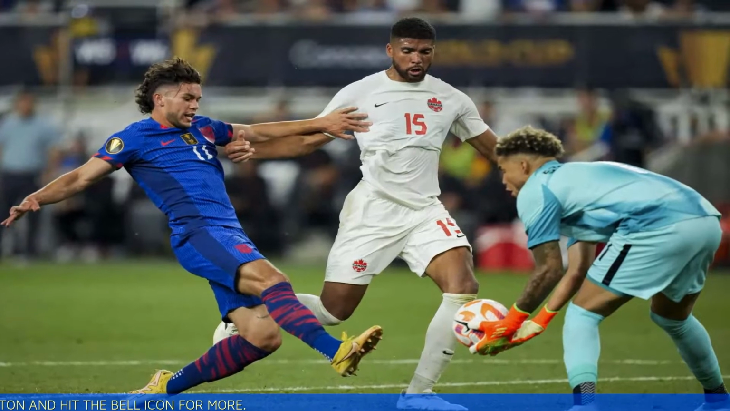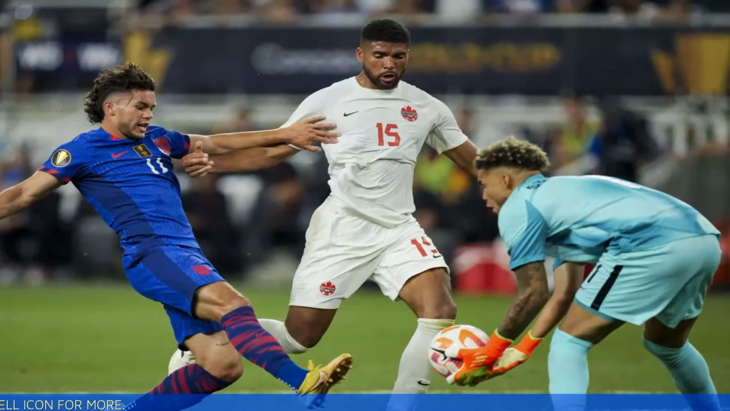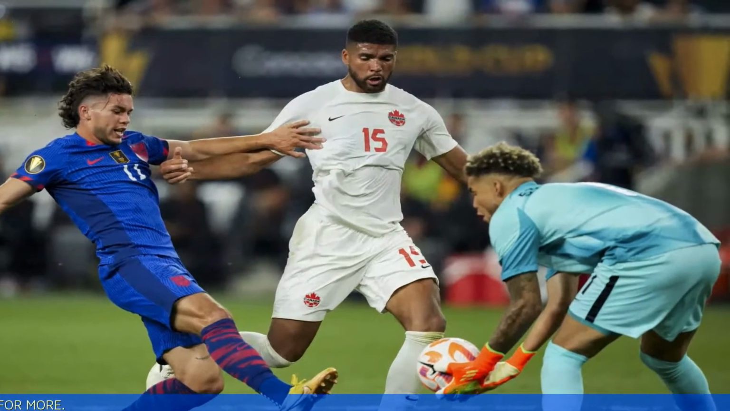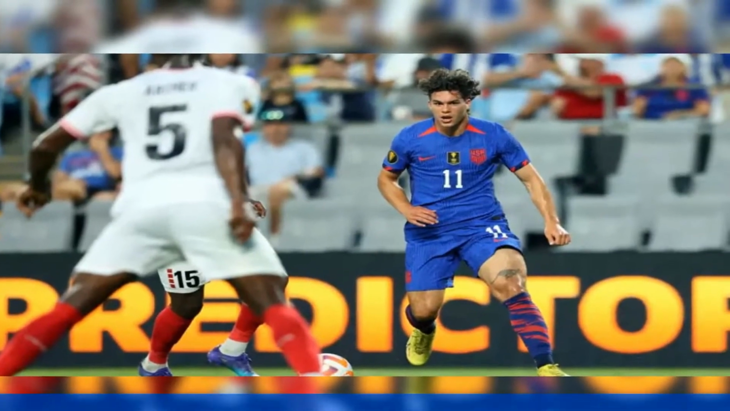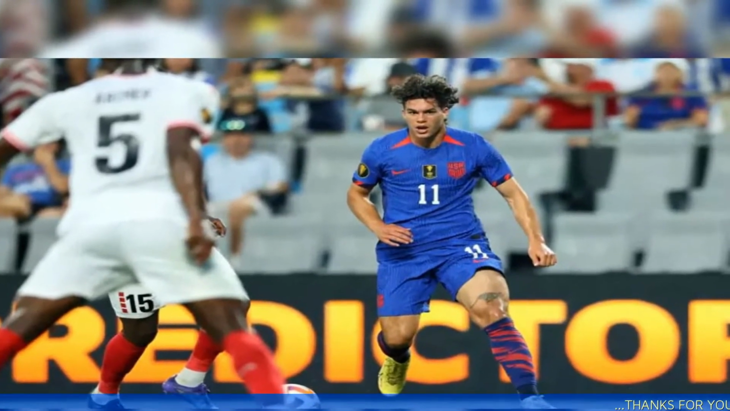22nd min, chance, Panama. They get another good effort on Matt Turner's area as Jose Fajardo connects his head to a speculative lateral cross and puts it just over the crossbar. Not a bad look there, and Panama continue to prove a bit dangerous.